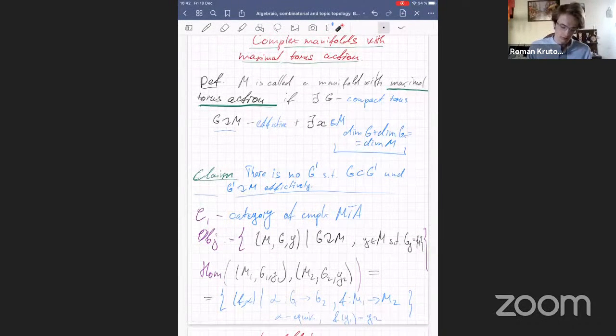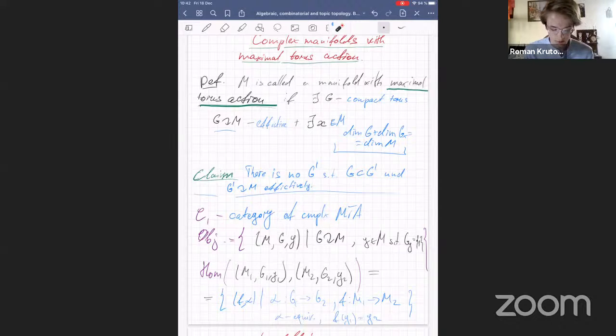So I would like to introduce the category of such manifolds. At first glance, it seems like quite a general property, but actually all these manifolds have a constructive description, to which I will pass later.